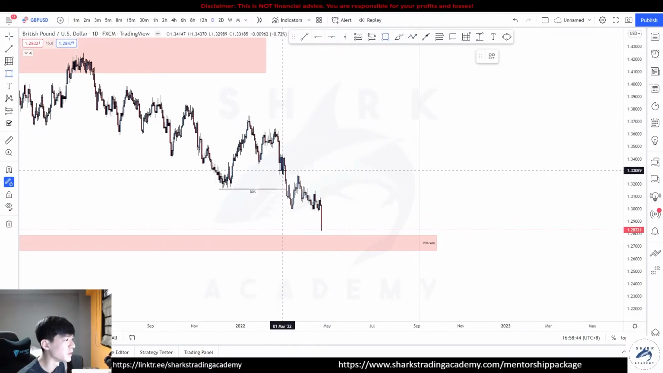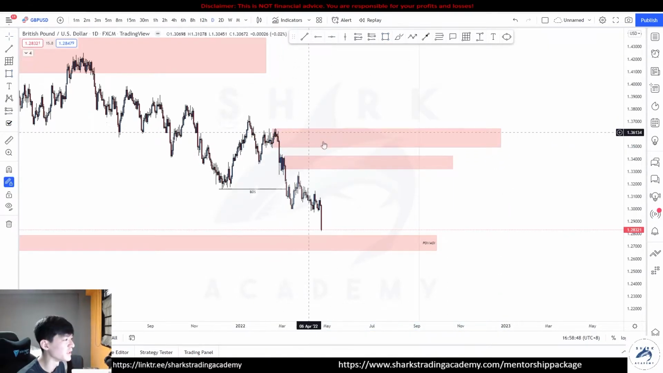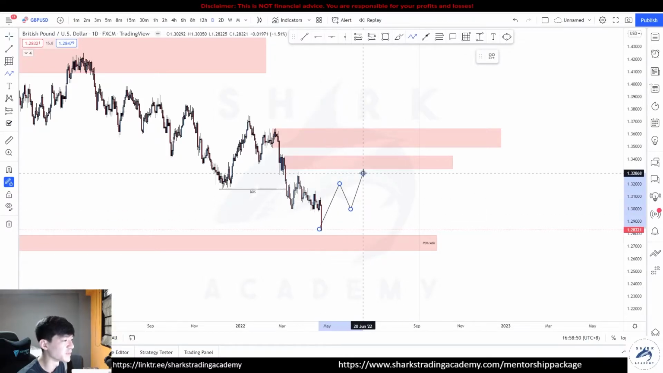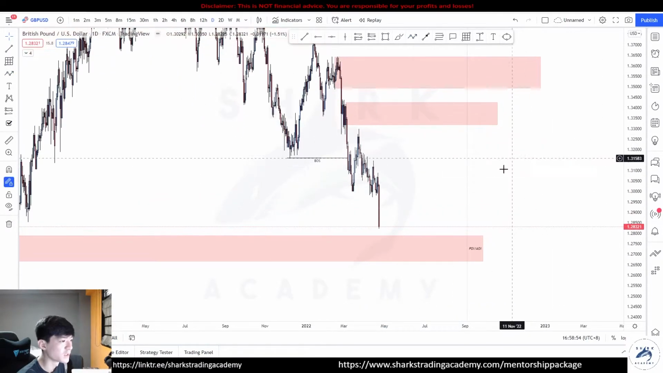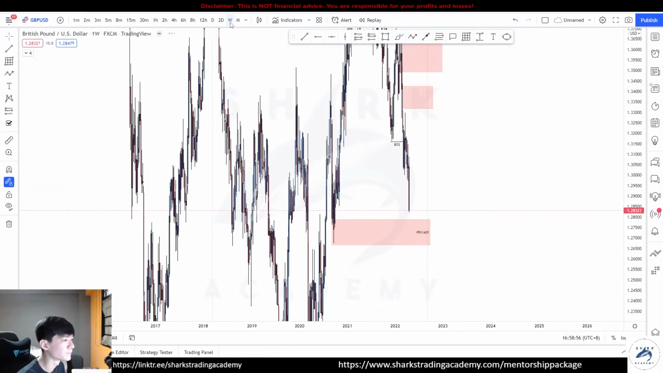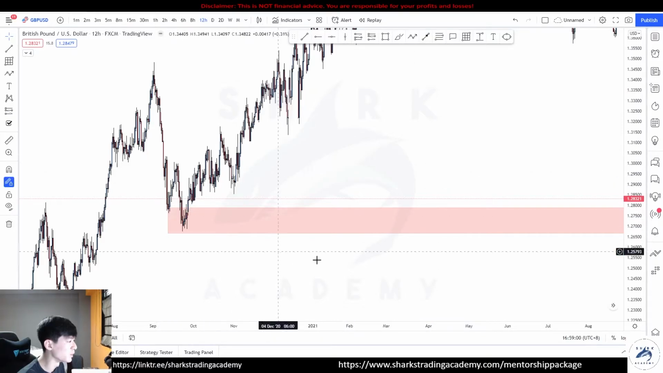So maybe you can use this one as your supply. You can use this as your supply. All of these are definitely valid. All right, if it comes back to go lower, and of course here as well. So what are we expecting over here? Let's just play around time frames and look for POIs to work with.